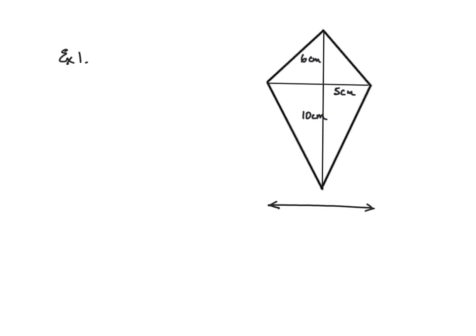Now we can see that this distance here is 5 centimeters. Because the kite has a vertical line of symmetry, what we can say is that this must be 5 centimeters as well. So the distance from one side of the kite to the other, one of the diagonal lengths, is 10 centimeters.